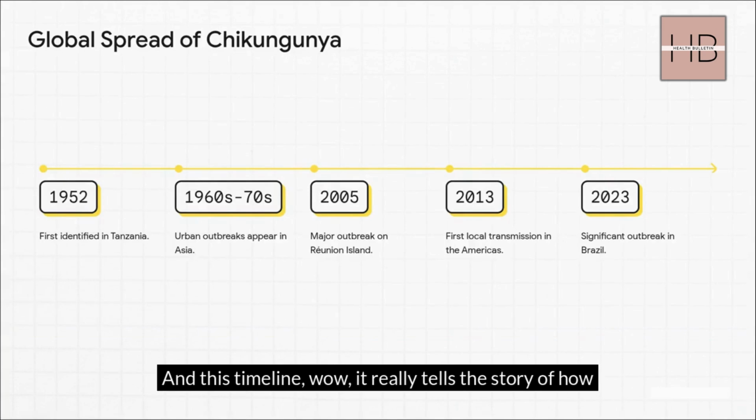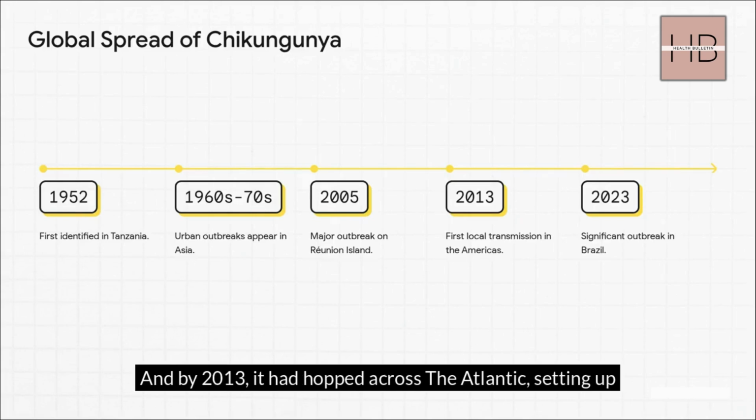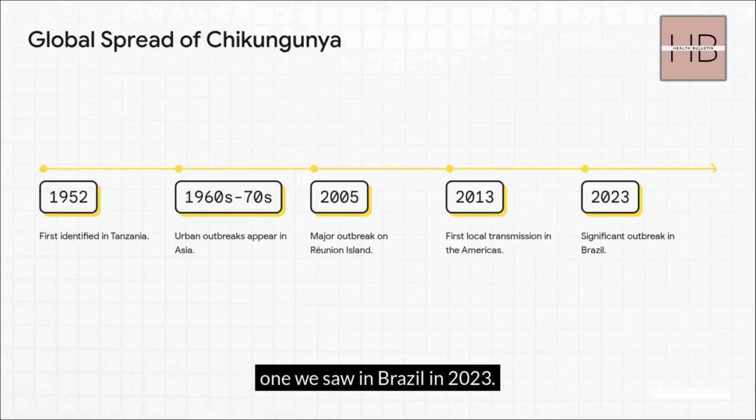And this timeline, wow, it really tells the story of how chikungunya exploded from a regional problem into a global one. So it starts in Tanzania back in '52, then it pops up in Asian cities. But the 2005 outbreak on Reunion Island, that was a total game changer. And by 2013, it had hopped across the Atlantic, setting up shop in the Americas and causing massive outbreaks, like the one we saw in Brazil in 2023.